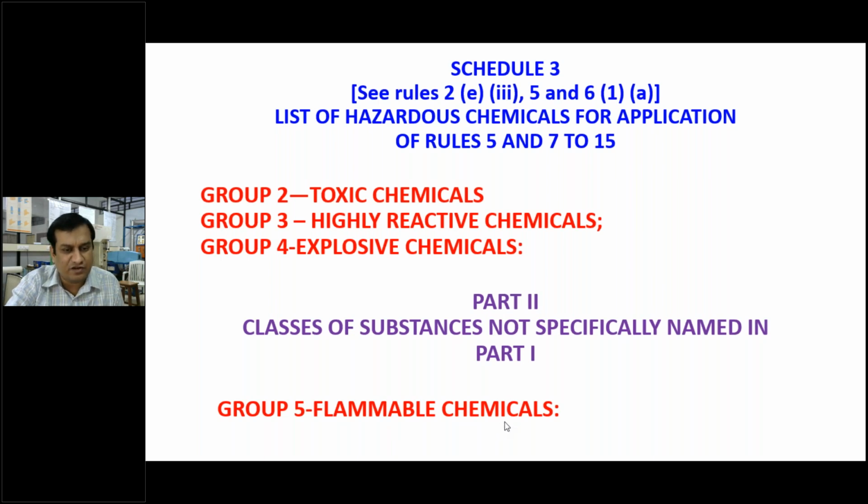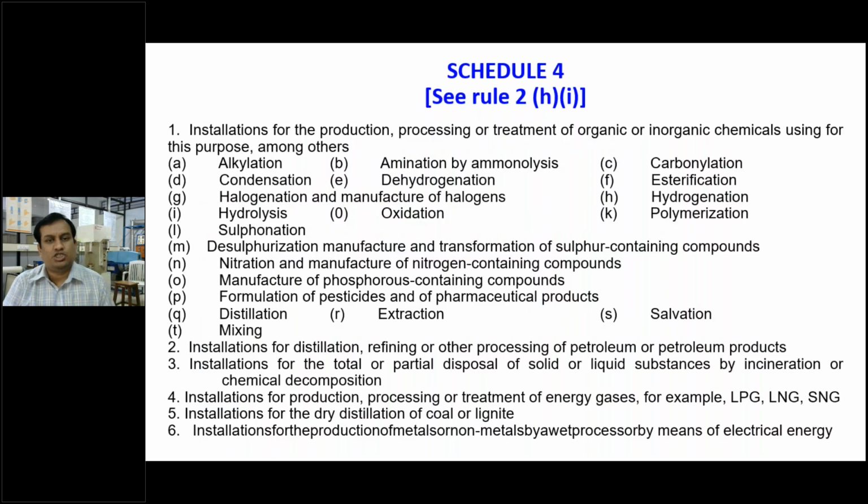So there are different listings of these hazardous chemicals. The characteristics may be flammable, toxic, highly reactive, or explosive. All these categories are given under these 5 groups, under part 1 and part 2 of schedule 3. Then schedule 4 gives some unit operations and unit reactions where the hazardous chemicals can operate. So installations for the production, processing or treatment of organic or inorganic chemicals using for this purpose, among others.